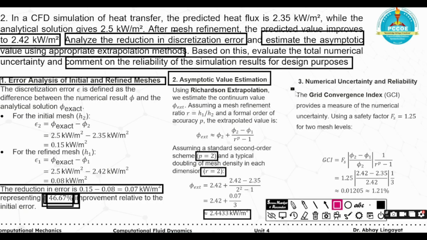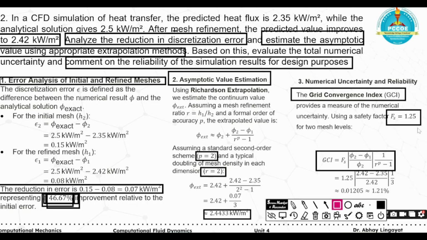Now we have to calculate the GCI, which is Fs times (phi1 minus phi2) divided by phi1, times 1 upon (R to the power P minus 1). Calculating this value, I get 1.21 percent as the GCI value. As we observe, the GCI value is about 1.21 percent, which is very small. This means the numerical uncertainty is low and the solution is close to the exact value and reliable.